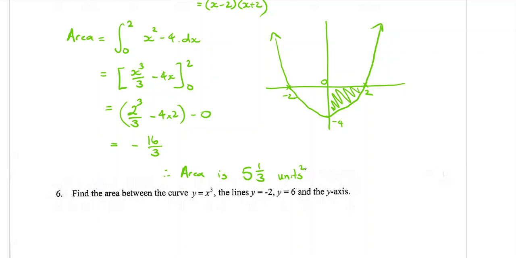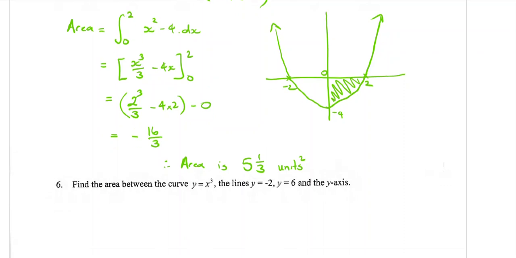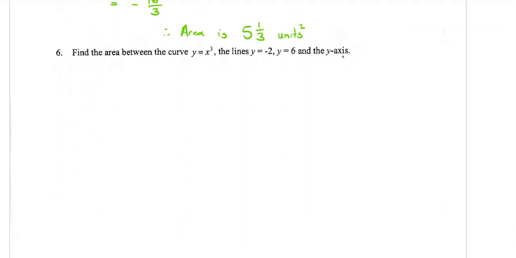Now, interestingly enough, if I wanted that same little chunk of area and I went to the y-axis, I should get the exact same result because it's in that lovely little groove there. It would be the same area either way that I went. But this next question is set up that I have to go to the y-axis. Okay, it says find the area between this curve and the line y equals minus 2 and y equals 6.